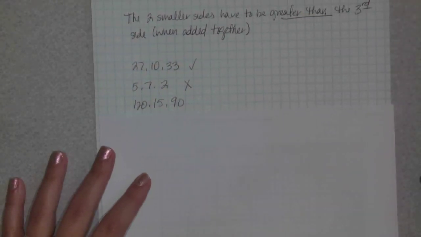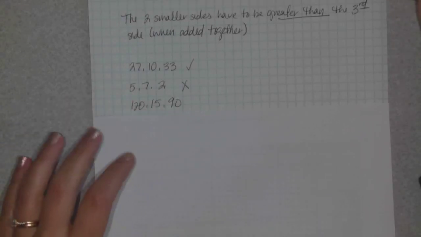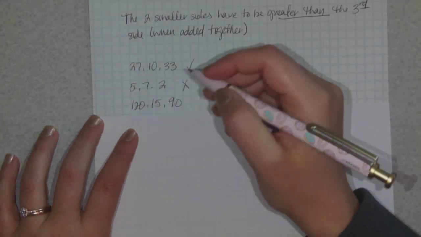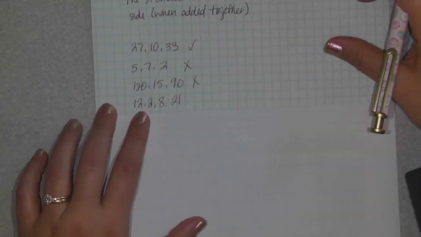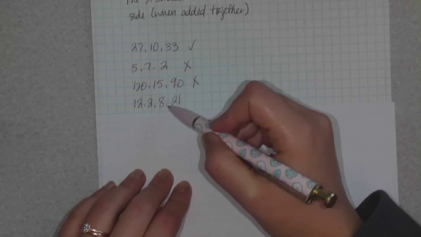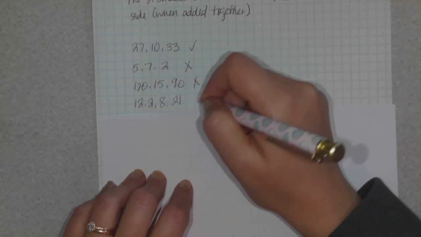120, 15, and 90. Well, 15 and 90 equal 105, not greater than 120. Not going to make a triangle. 12.2, 8, and 21. 8 plus 12.2 is 20.2, which does not beat 21, so not a triangle. Okay? So it's that simple.